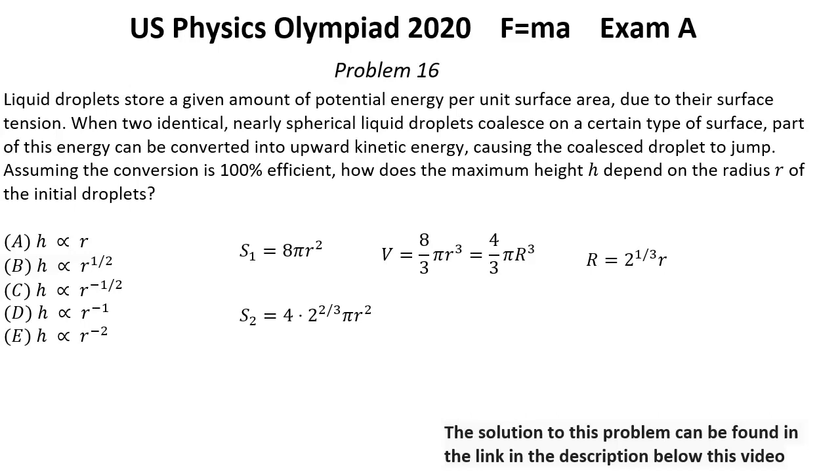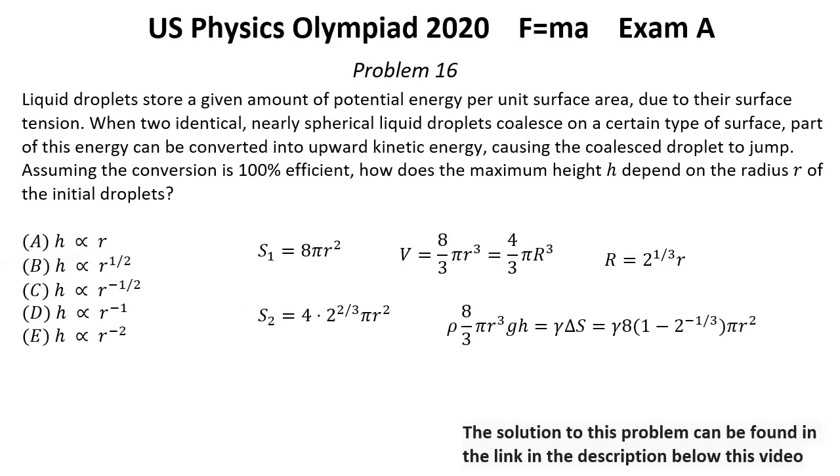Now let's count what is the total mass and what is the change of surface area. So the total potential energy will be ρ multiplied by the volume, which is 8/3 πr³, multiplied by g h, and that must be equal to the surface energy change, which is γΔS, given by this expression. And we see that finally we have h proportional to r to the power negative 1, which is answer D, and that was the solution for problem number 16.